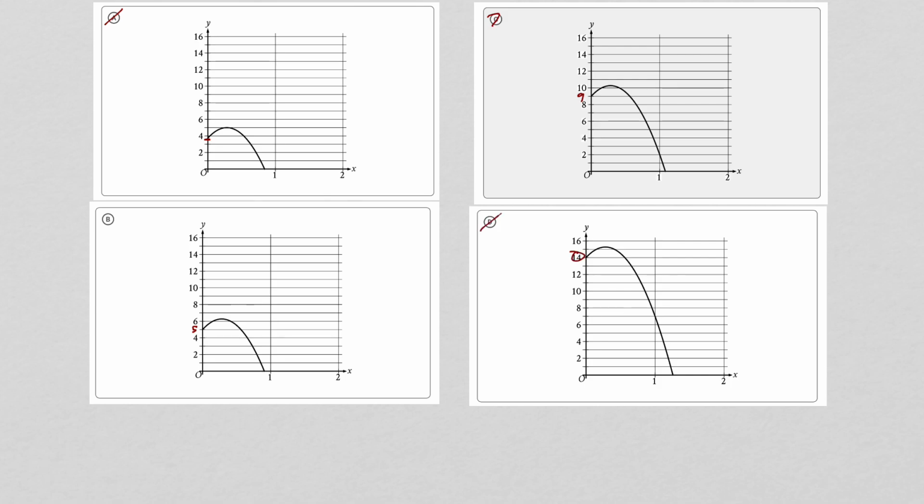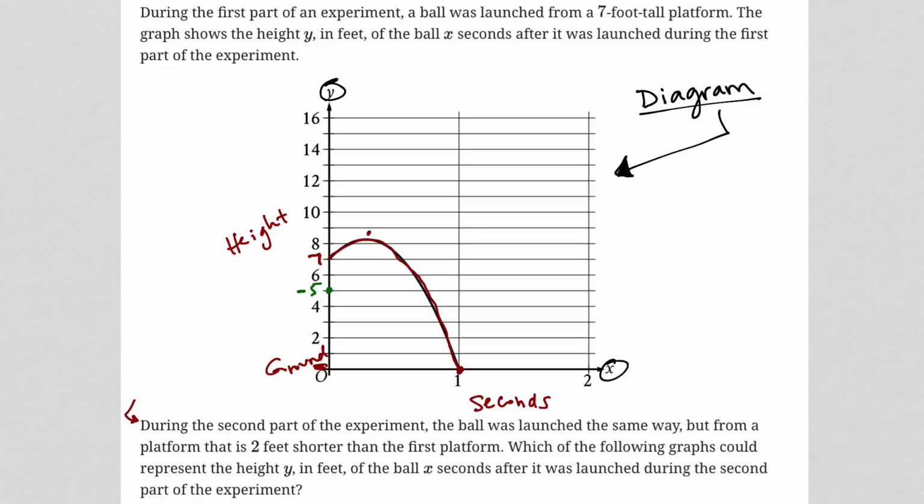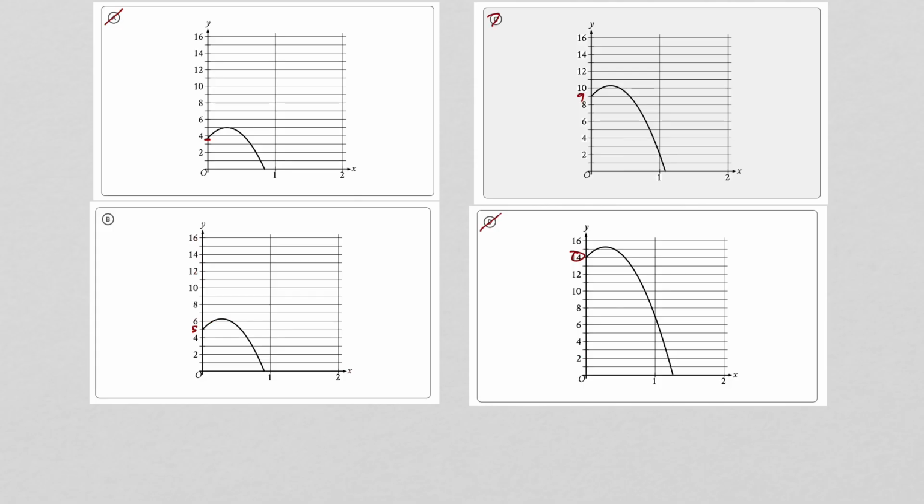So realistically, the only thing we cared about was our ability to interpret on the graph this idea that the ball is being launched from a platform that is 2 feet shorter than the first platform. And if it started off at 7, that means it is now at 5. So our best answer to this question is choice B.